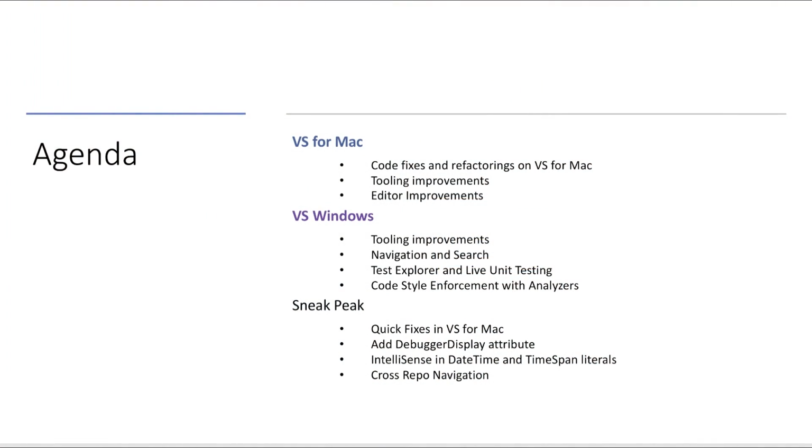Yeah, let's go over the agenda. First off, Cody will go over the latest code fixes and refactorings available on Mac and Windows. We'll both go through tooling improvements. Next, I will talk about navigation and search, as well as performance improvements in the Test Explorer and live unit testing updates. Then I'll talk about some code quality and code style enforcement across a team using analyzers and EditorConfig. And then we will both give you a sneak peek of what's to come.